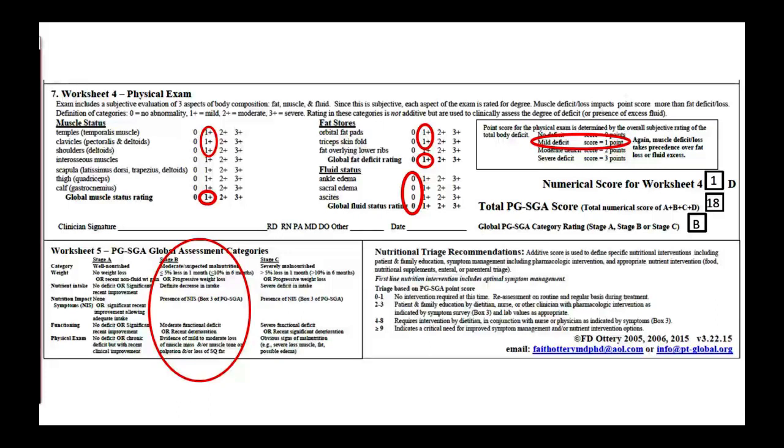Given that our score above from all of our worksheets is 18, we look down here at the bottom right-hand corner, and you can see that if you have a score of greater than 9, this indicates a critical need for improved symptom management and or nutritional intervention options. The clinician filling out this form would really want to alert the healthcare team that an intervention is needed regarding nutrition for this patient.